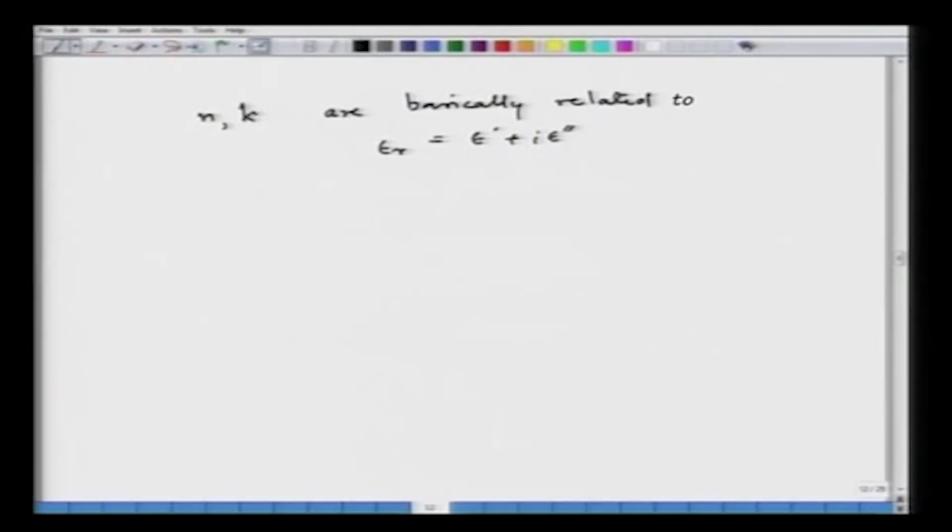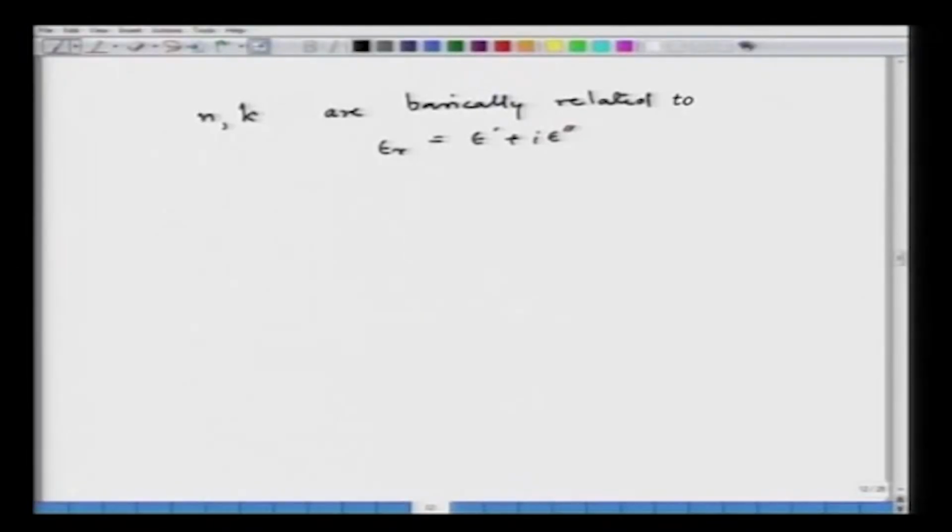Now, we would like to see how n and k are related to the actual observed properties of the light. To get to the basic optical parameters of the material, we basically measure reflectance, absorption and transmission. We do not directly measure N and K. From the information from reflectance, absorption or transmission, we try to derive what the basic optical properties of the material are. So, it is important to show the relationship between what we measure and what the actual N and K are.